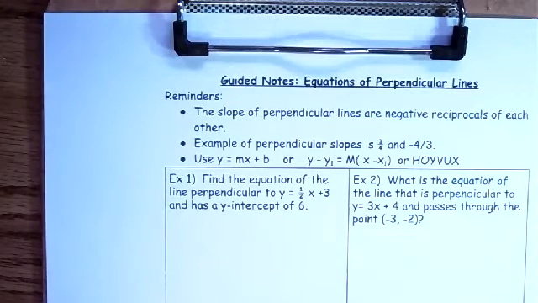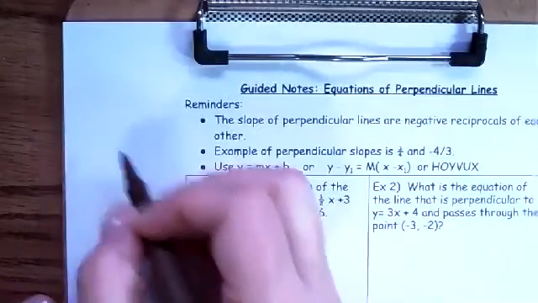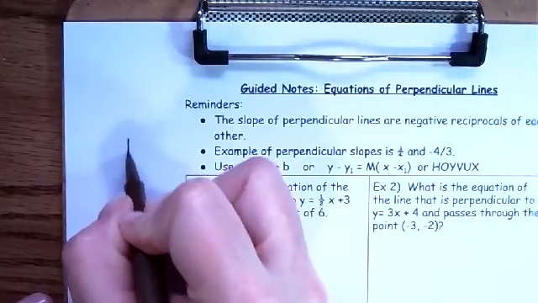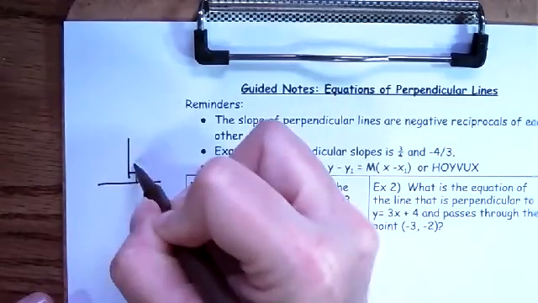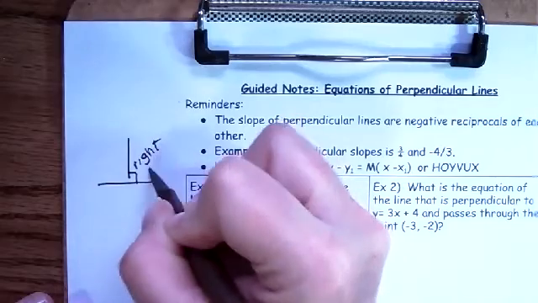This video goes with the guided notes, equations of perpendicular lines. We're going to be finding the equation for perpendicular lines in this lesson. It's exactly the same as working with parallel lines. The only difference with perpendicular lines is that we know perpendicular lines are going to make a right angle.